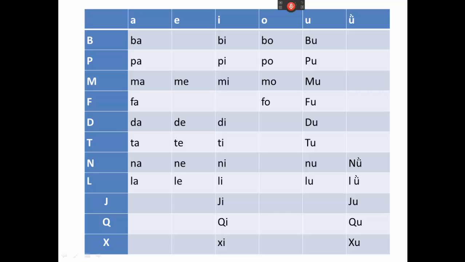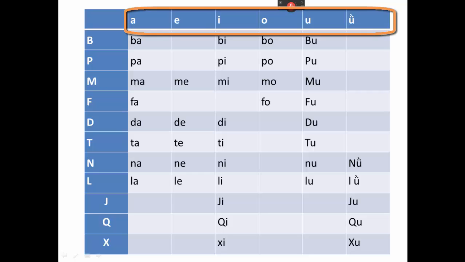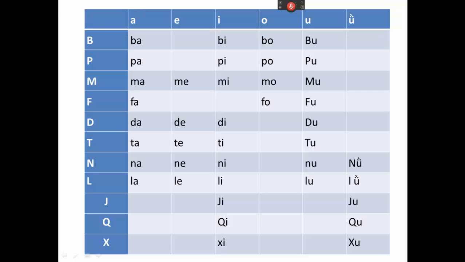Now this is a table of the initials and finals we have learned so far, excluding G, K, and H. If you look at J, Q, and X, they are very selective about who they're friends with. They only pair up with the finals I and umlaut U. This is because your tongue is so high and so far forward, that's the only vowels you're able to make. If you try and say anything else with your mouth closed and your tongue that high, it won't work.